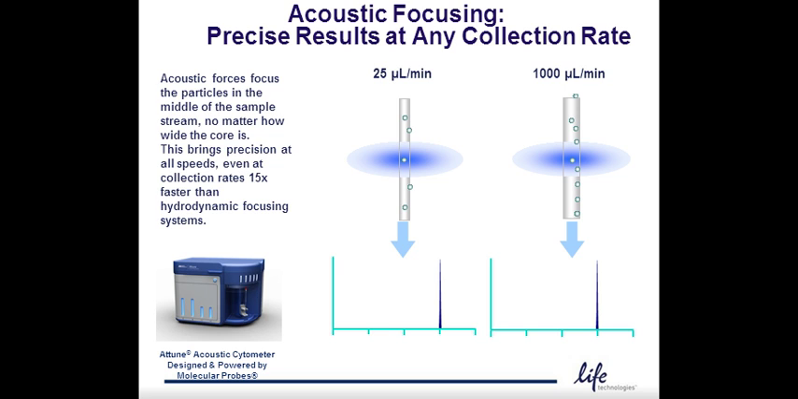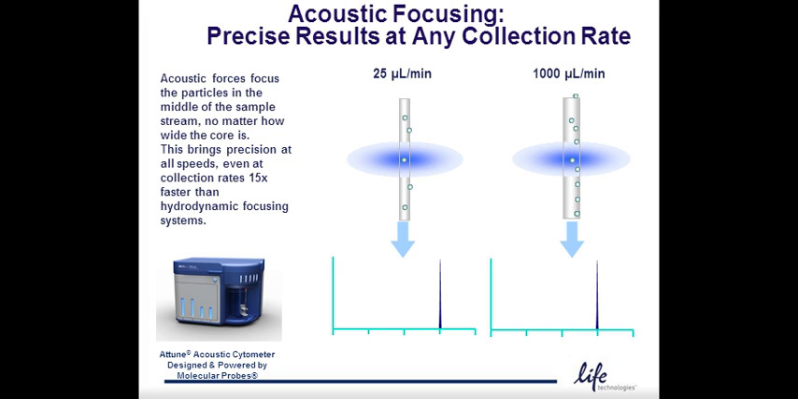Acoustic focusing focuses the cells in the middle of the sample stream, no matter how wide the core is. With acoustic focusing, it doesn't matter how wide the sample core is. The cells are always placed at the very center using acoustic forces, where the cells will always interact with the laser in an optimal manner.